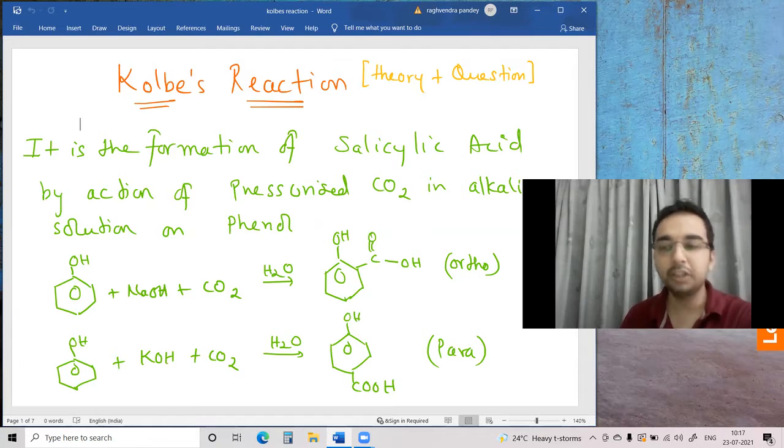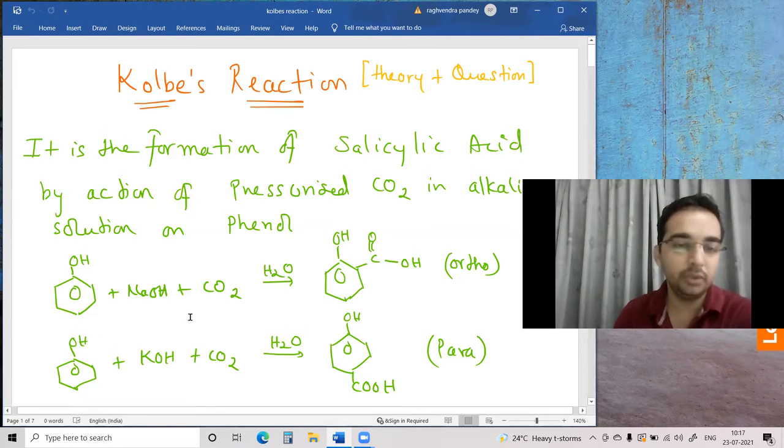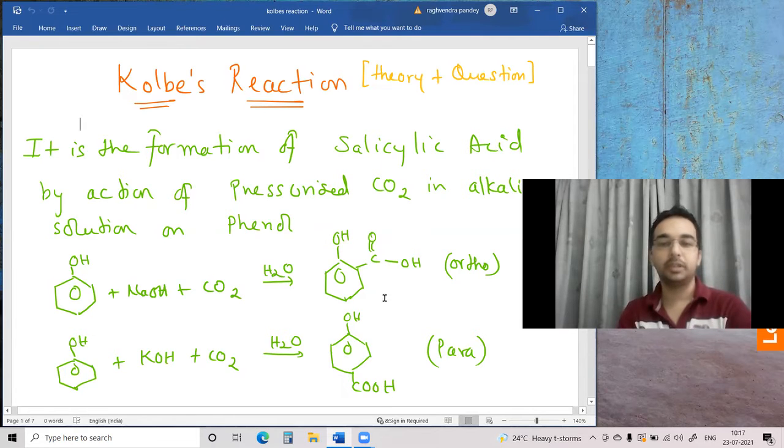Now the catch is this: when we use NaOH, we get the salicylic acid product, but ortho is the major product. When we are using KOH, the major product we get is the para product. Both are salicylic acid, but here it is 2-hydroxybenzoic acid and here it is 4-hydroxybenzoic acid at the para position.